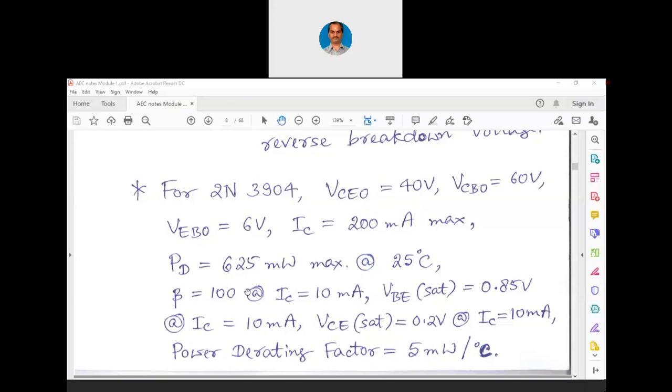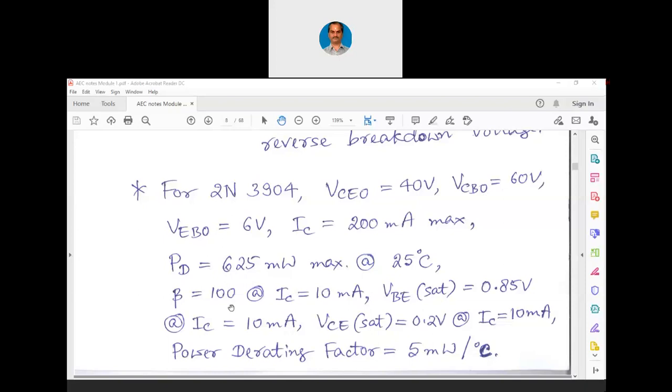Otherwise, the transistor's age will be reduced, the transistor will not sustain a longer life, because even materials are subjected to high power, and when they cannot withstand that high power, even the materials will break down.